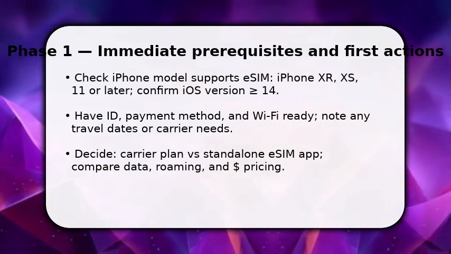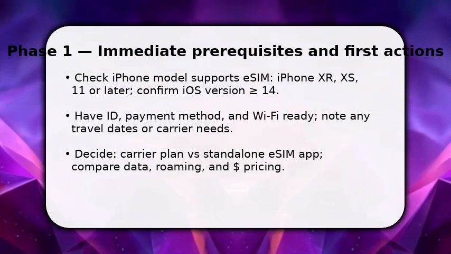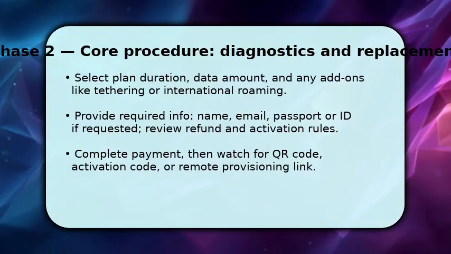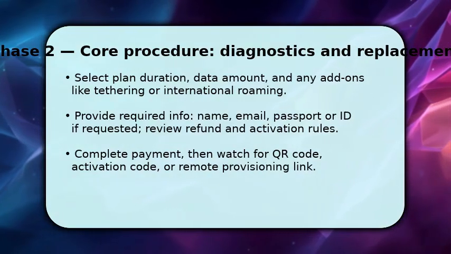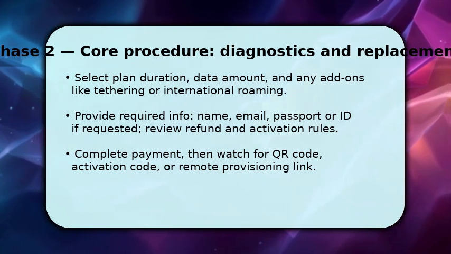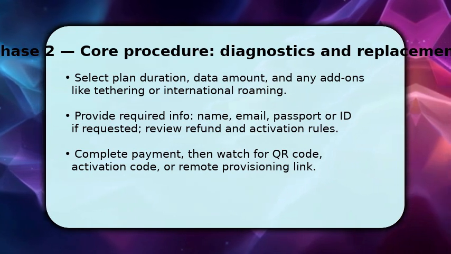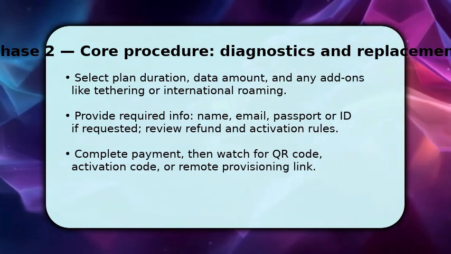Once done, open the carrier's app or the eSIM provider site and start the purchase flow immediately. You choose a plan and confirm details, pick duration and data, then add roaming only if needed to avoid hidden costs. Provide your personal info exactly as on your ID because carriers validate identity for provisioning.